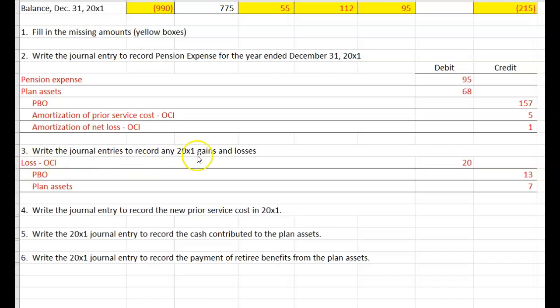Debiting loss, AOCI would be similar to debiting retained earnings instead of rent expense when you pay your monthly rent. The statement of other comprehensive income, OCI, shows the current year's OCI gains and losses. Those accounts are not closed to retained earnings at the end of the year. Instead, they are closed to an account in the equity section similar to retained earnings called accumulated other comprehensive income.